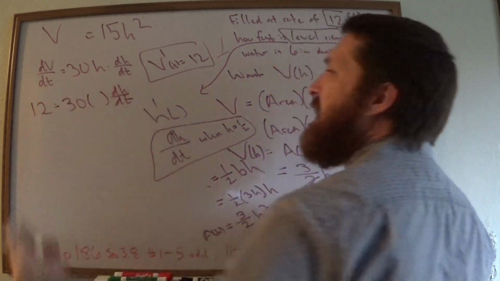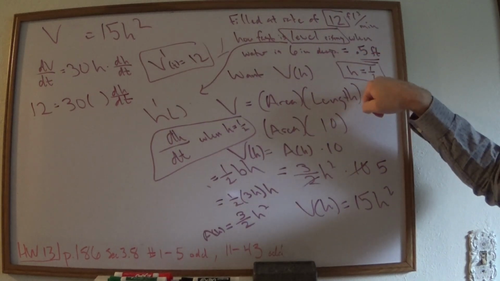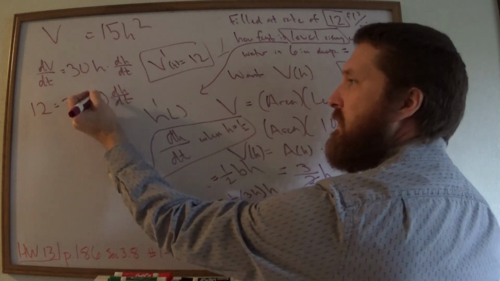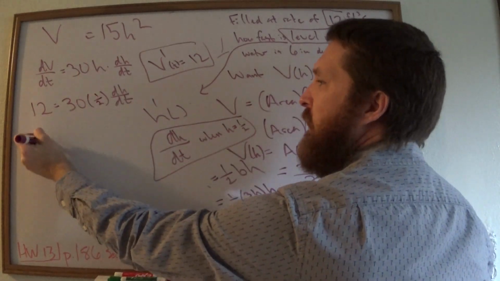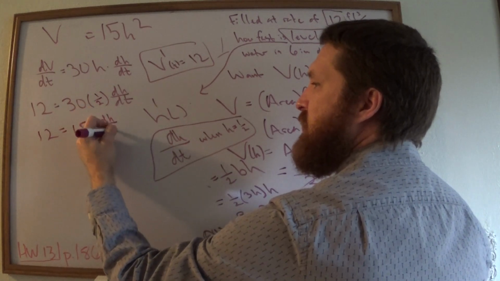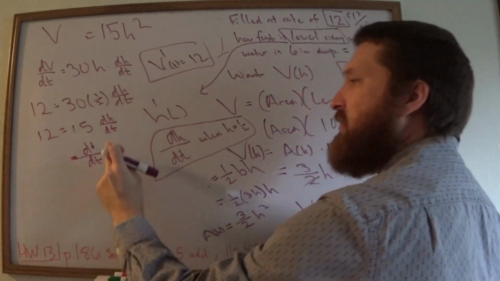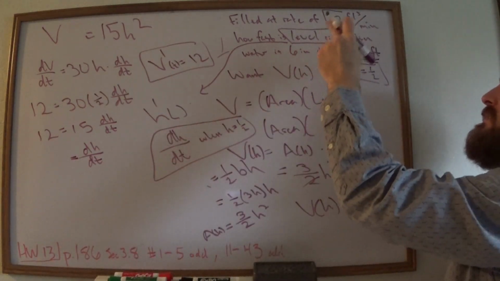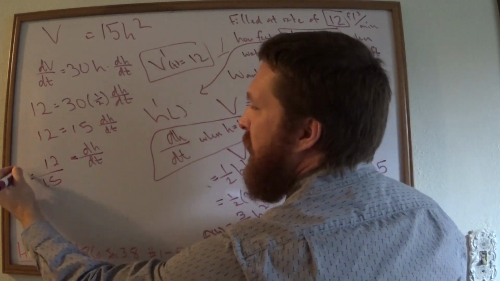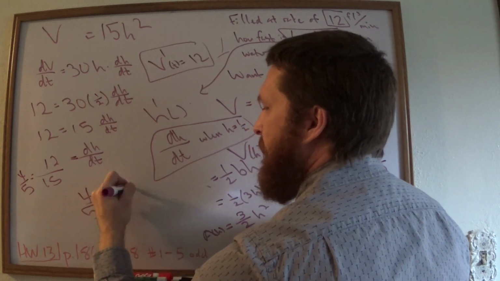dh/dt. It also told us that h is 1/2 at the point we care about. So h is 1/2 here at the point we care about. So we get 12 equals 15 dh/dt. Therefore, dh/dt, the change in the height, the change in the level, is 12/15 or 4/5 at that time.